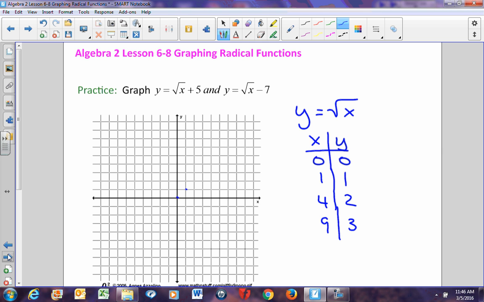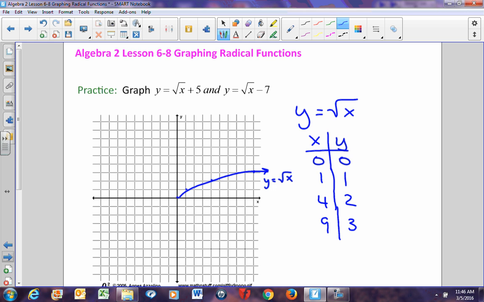I have 4, 2, right there. Then I'm going to put 9, 3, a little bit over. So here's my parent function. Looks like that. That's y equals the square root of x.